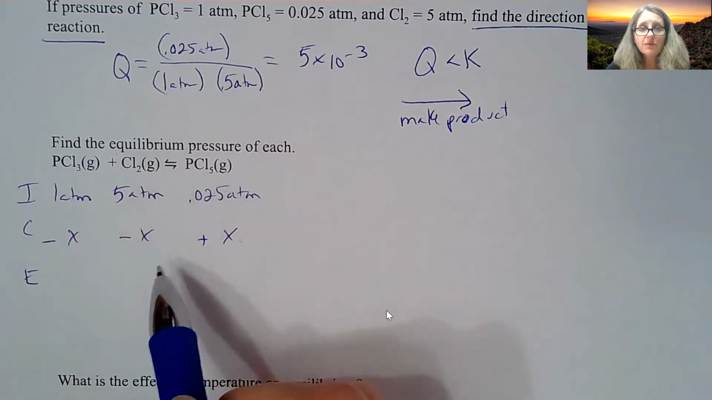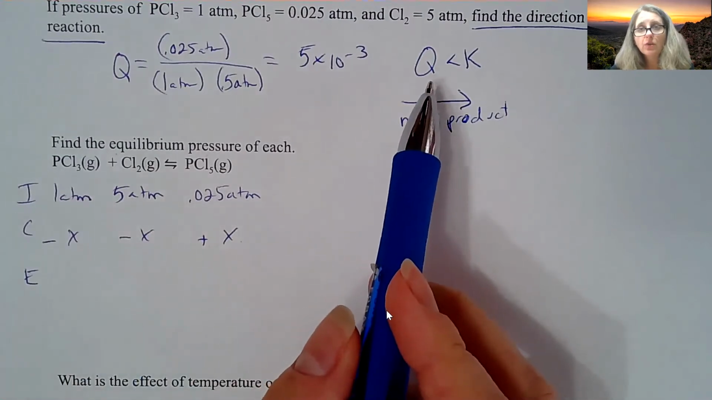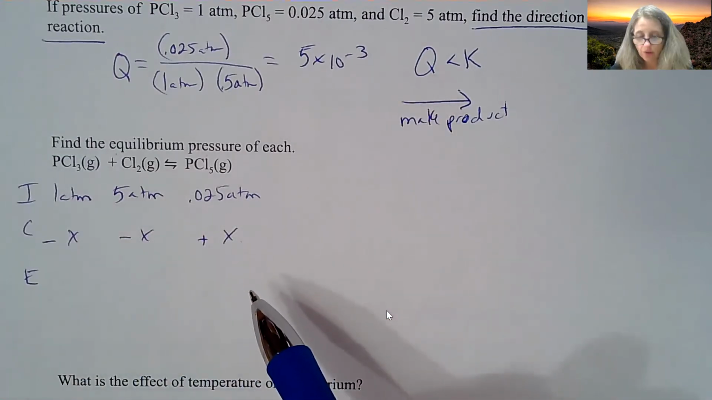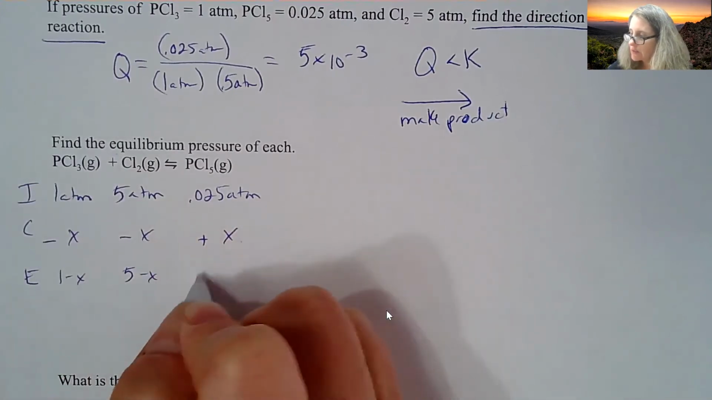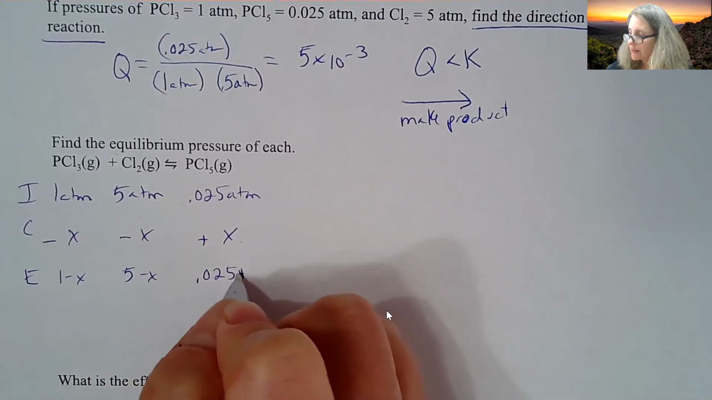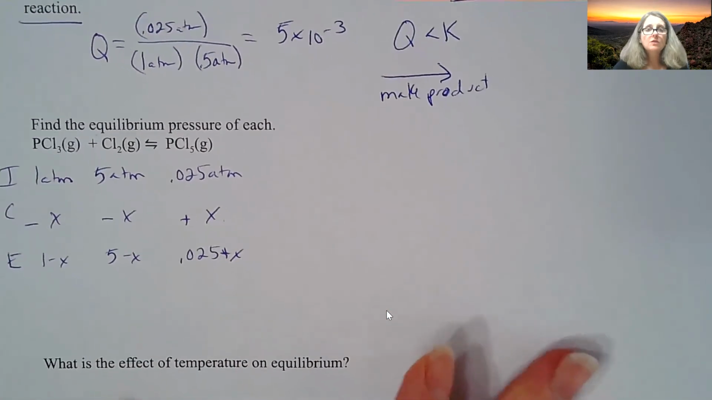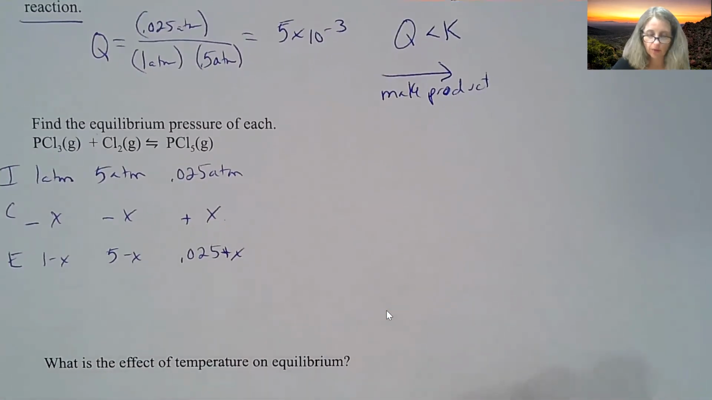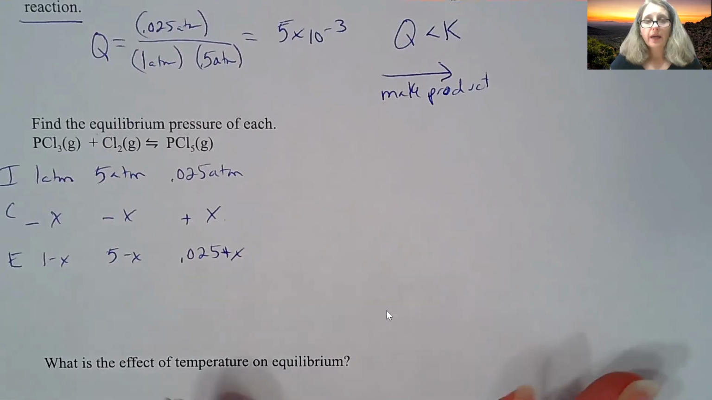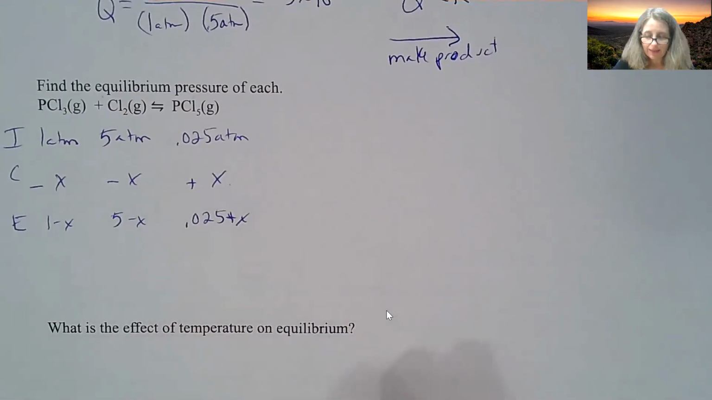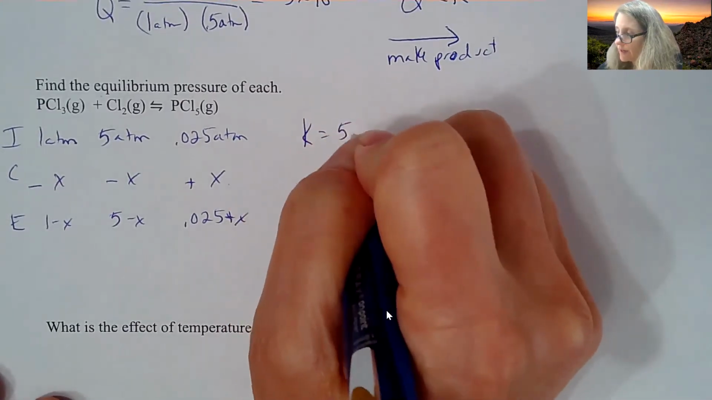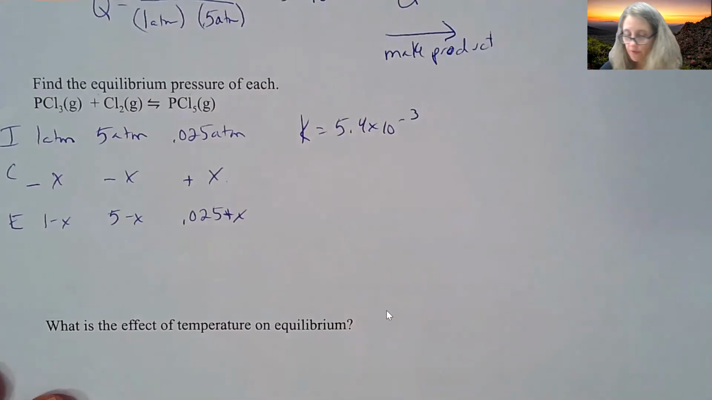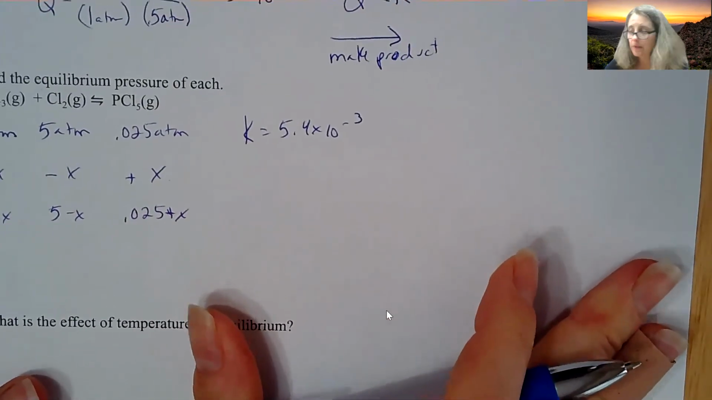So for these types of problems, you have to look at what your Q is in order to figure out which direction you're going. So this is 1 minus x, this is 5 minus x, and this is 0.025 plus x. Those are your pressures at equilibrium. Well, I got nothing at equilibrium, but I do have a K value of 5.4 times 10 to the negative third. So I could use that to do some of the calculations.